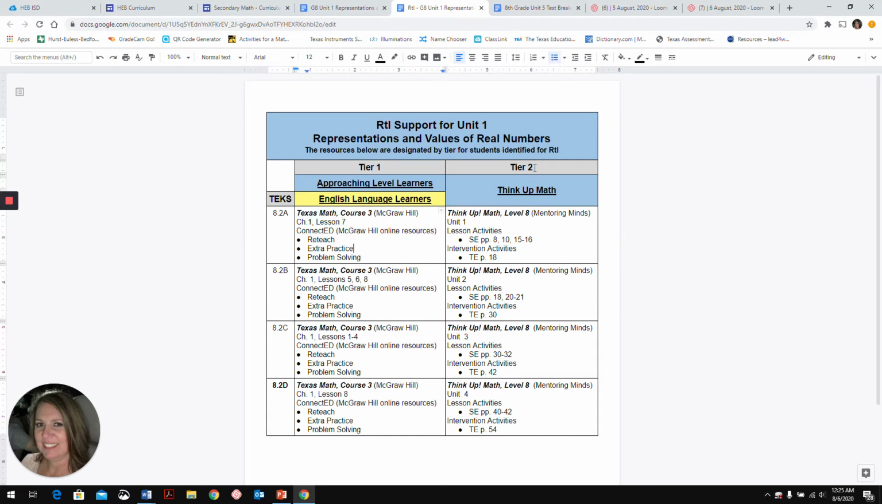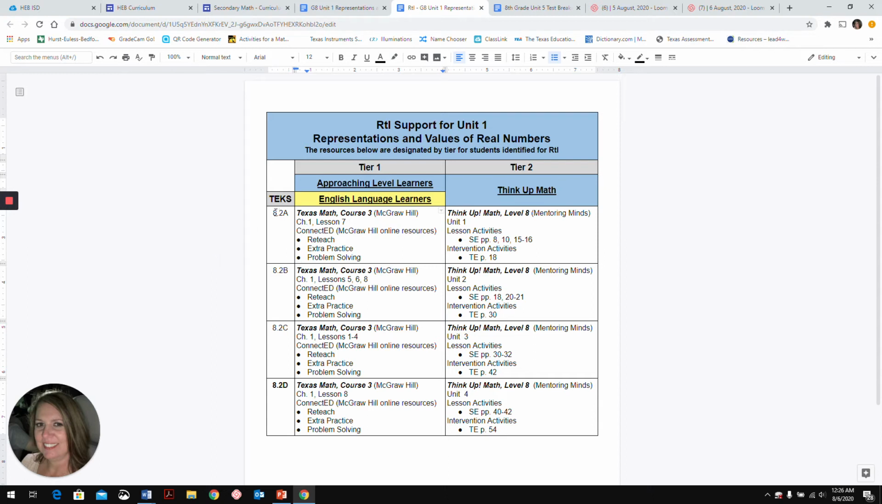Tier 2, these are the students that have a second math class throughout the day. You might call it a STAR class, an extreme class, an EOC class, whatever it is on your campus and for your course. These students need a little bit of extra support. Last year and again this year we have purchased ThinkUp Math for those classes. Unfortunately, they have not published ThinkUp Math for Algebra 1. If they had, we would have bought it, but they haven't. But we do have it for 7th and 8th grades.